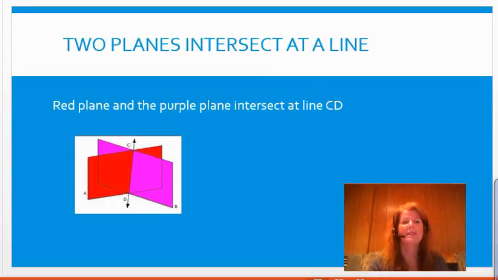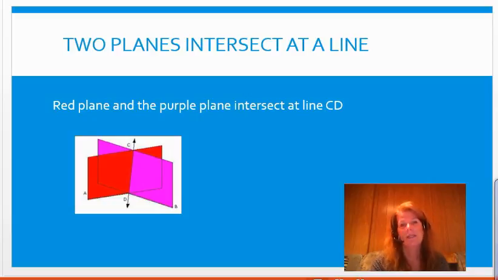And the last one is the intersection of 2 planes. On the screen, you will see a red plane and a purple plane. Where those 2 planes intersect, they form a line. In the diagram on the screen, you can see that that line is CD.